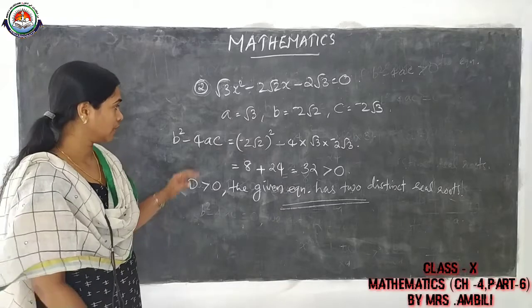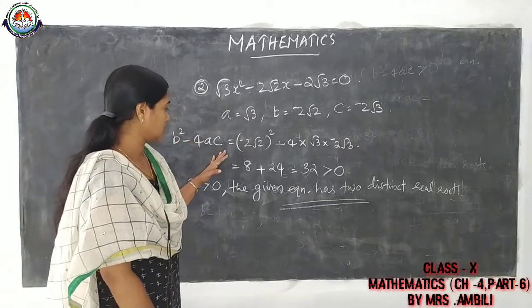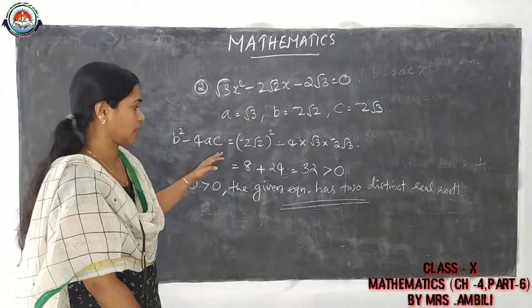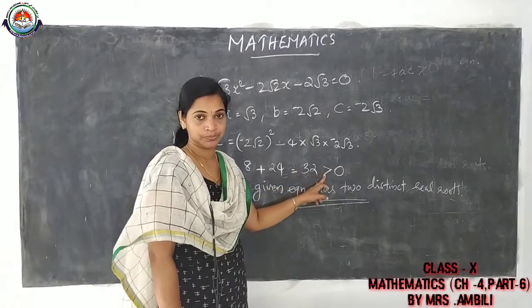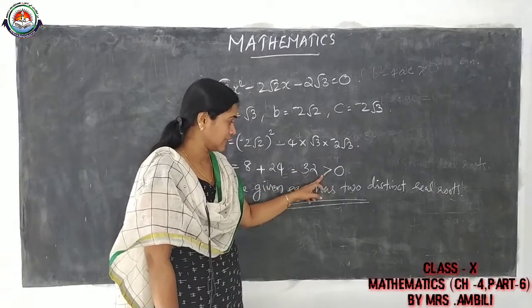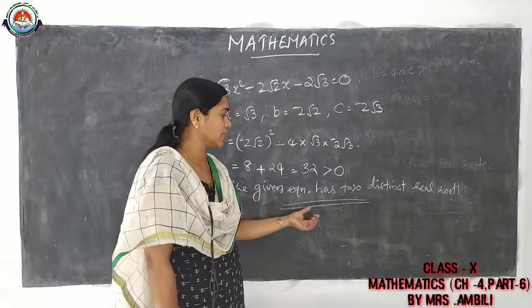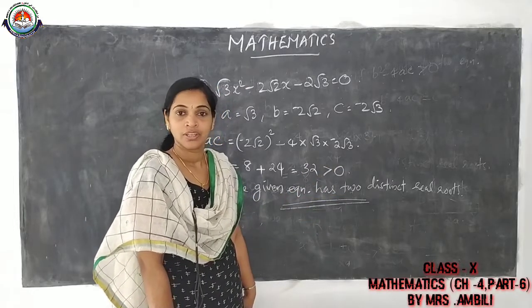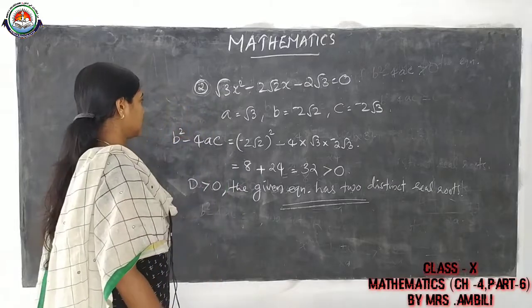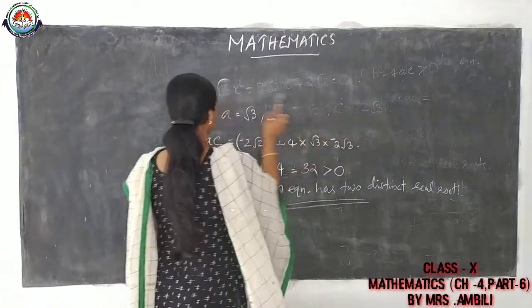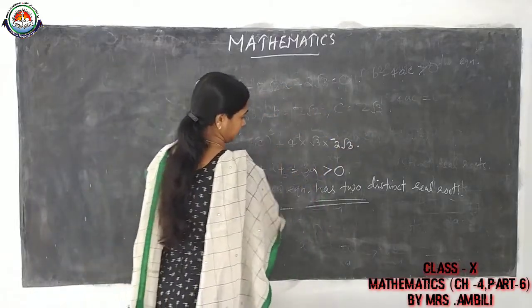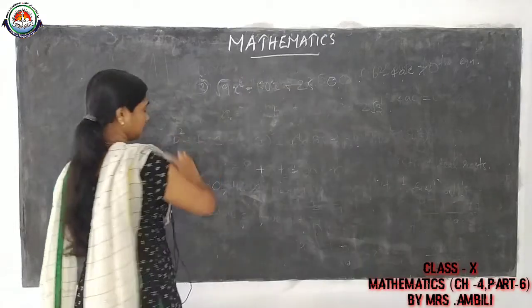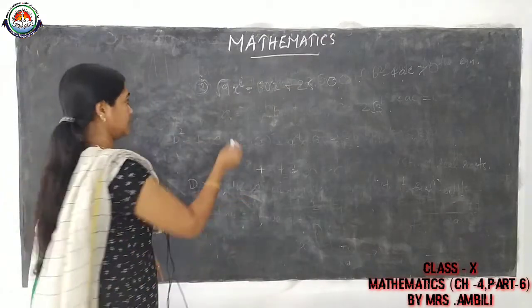Clear? What we got? B square minus 4ac we got greater than 0. If it is greater than 0, we know that the given equation has two distinct real roots. Okay? Then the third question.